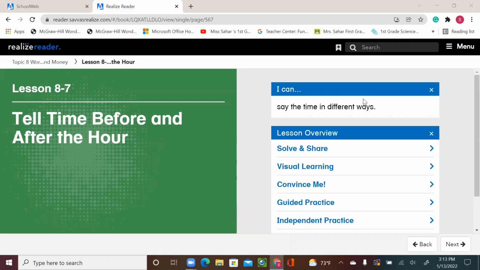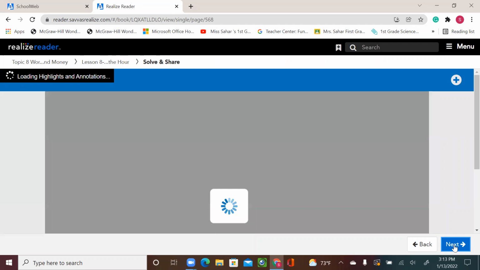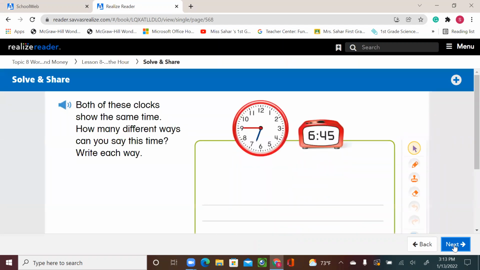We're still in topic 8, and today's lesson number 7, tell time before and after an hour. So let's see what we have. In this topic, we learned and covered the currency, the dollars, the coins, and then also how to tell time 5 minutes before or after. Today, we're going to learn about before and after an hour.